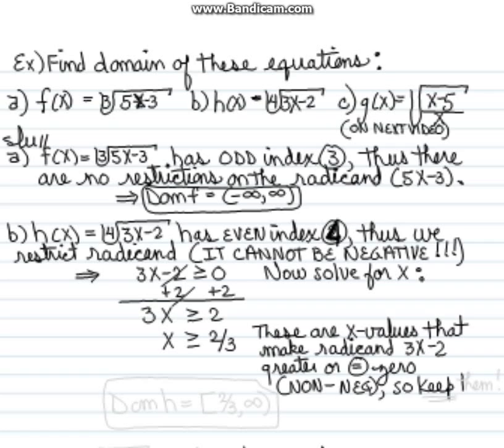So let's write that. Domain H, we'll write it in interval notation. It's going to include 2/3 because there's an equal sign in the inequality. So boxy bracket on the 2/3, comma, all the way out to infinity. Open bracket. Now let's go to the next video to see part C.